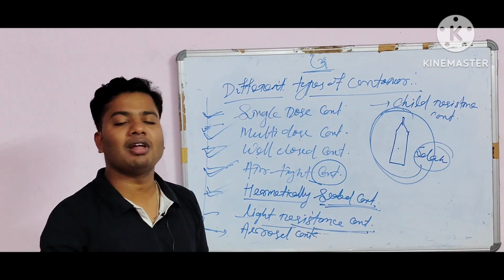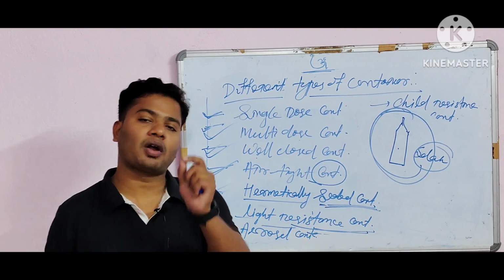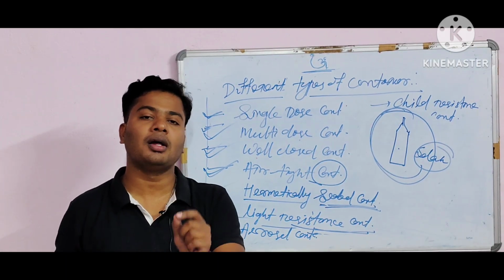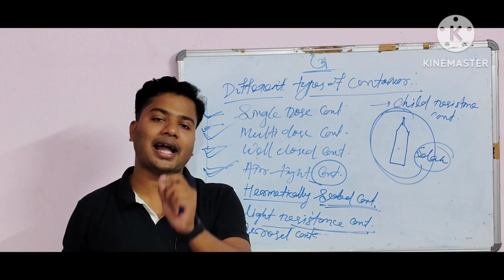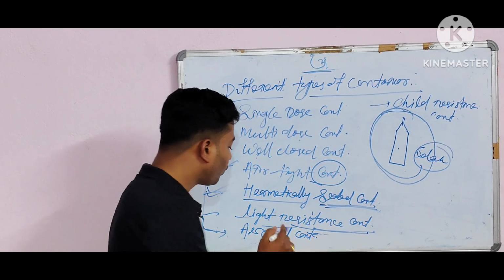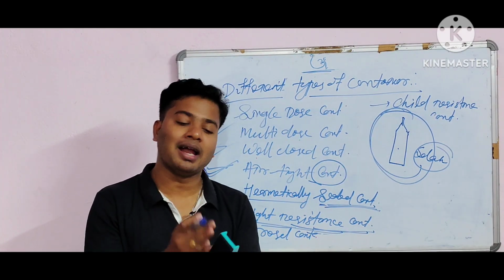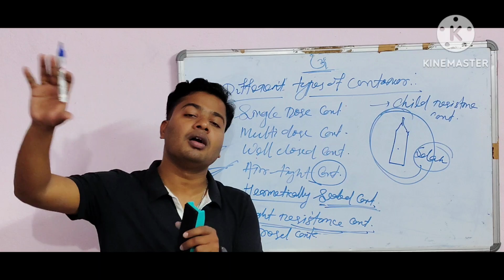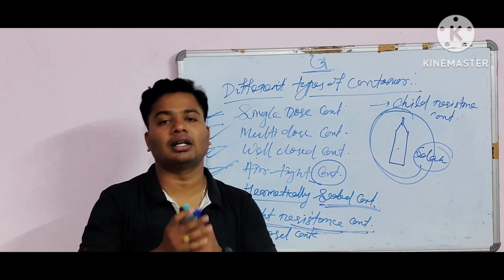A question may arise in the annual examination: which type of containers do you have to use for packaging liquid dosage forms that should prevent light? Clear? In that case the answer is amber color container.